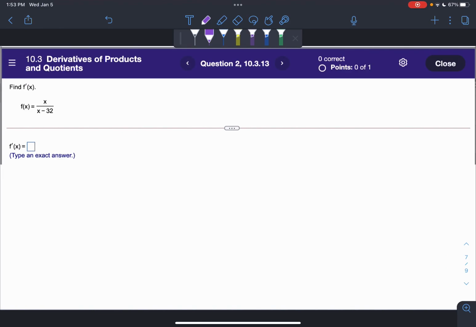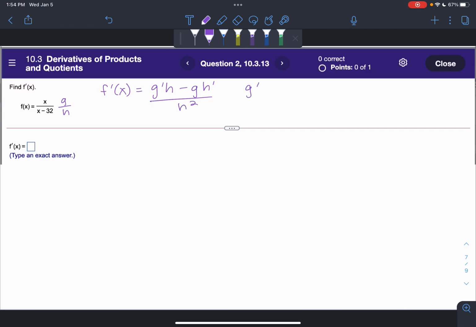All right, let's try one more with the quotient rule. So again, let's label it g, h, t, b, whatever your two favorite letters are. It doesn't really matter as long as you have the order correct. So f prime of x, that's going to be g prime h minus g h prime over h squared.